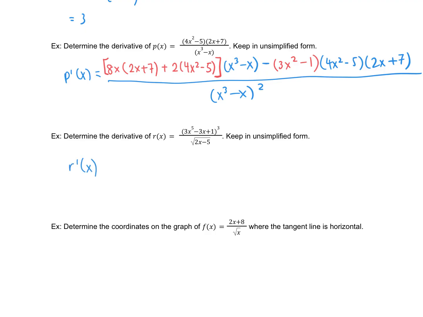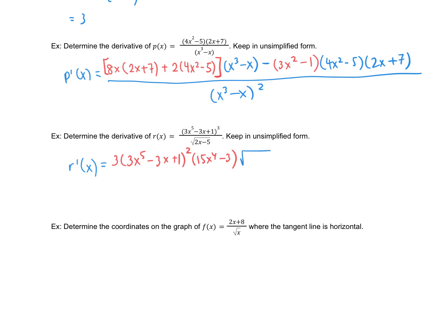Okay, r prime. So I'm going to take the derivative of the numerator, and the numerator has that power of a function rule. So bring the 3 down. Copy paste the insides. Now it's to the power of 2. And I'm not done with this derivative. I have to take the derivative of the inside now. 15x to the 4 minus 3. Notice I didn't take that derivative in here. First you're taking the derivative of the outside function, then you take the derivative of the inside.